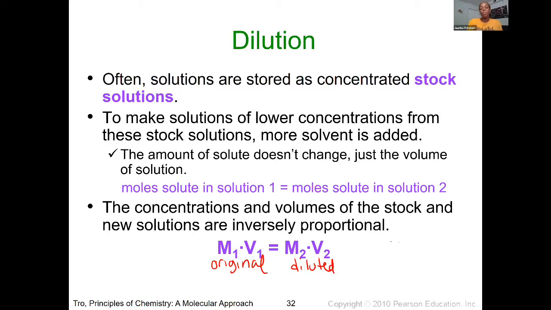As a general rule of thumb, you're going to expect that your M1 should be greater than your M2, because that represents your original compared to your diluted. And your V1 would be less than your V2 because, again, we're changing the amount of solvent that's there and thus creating a larger volume of solution. That's a good thing to remember, so when you're looking at a problem, it helps you distinguish what numbers go where.